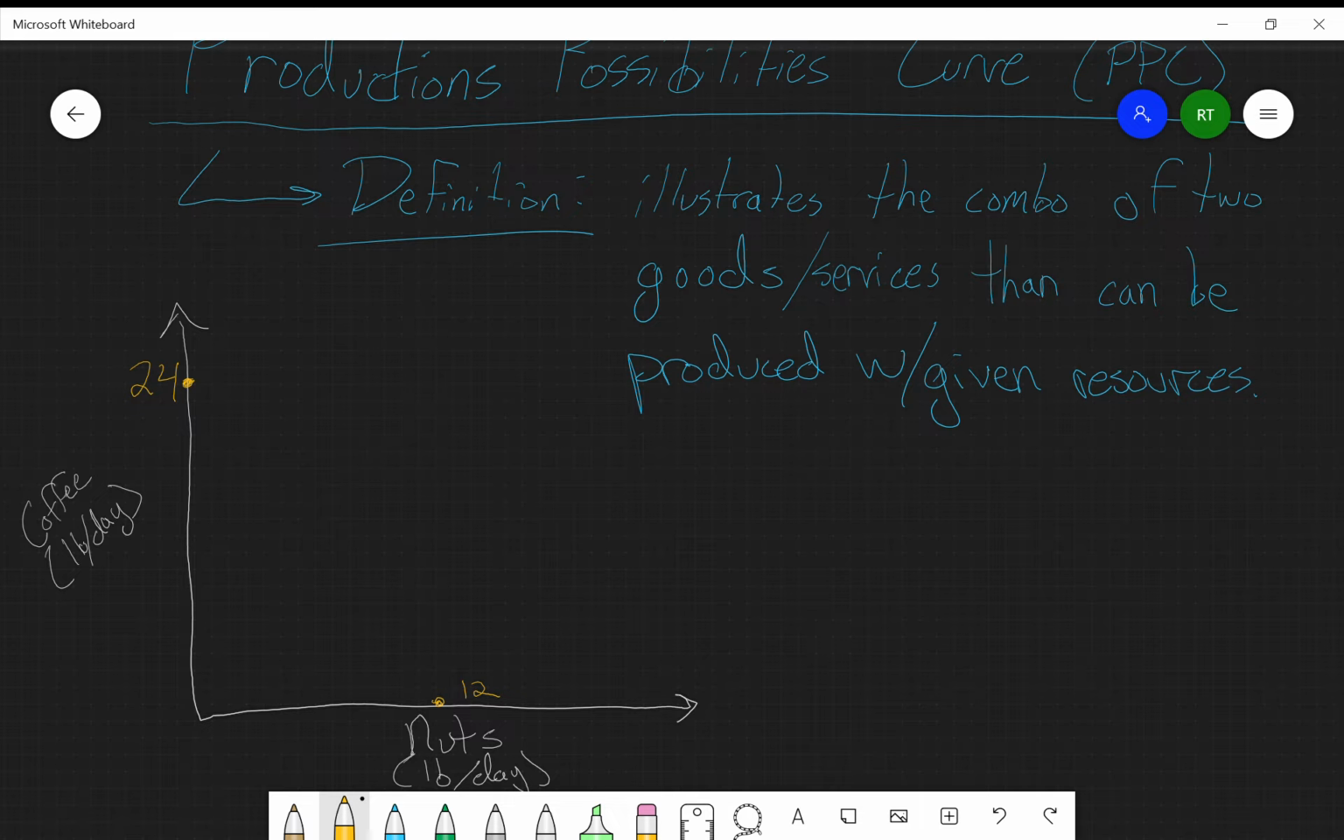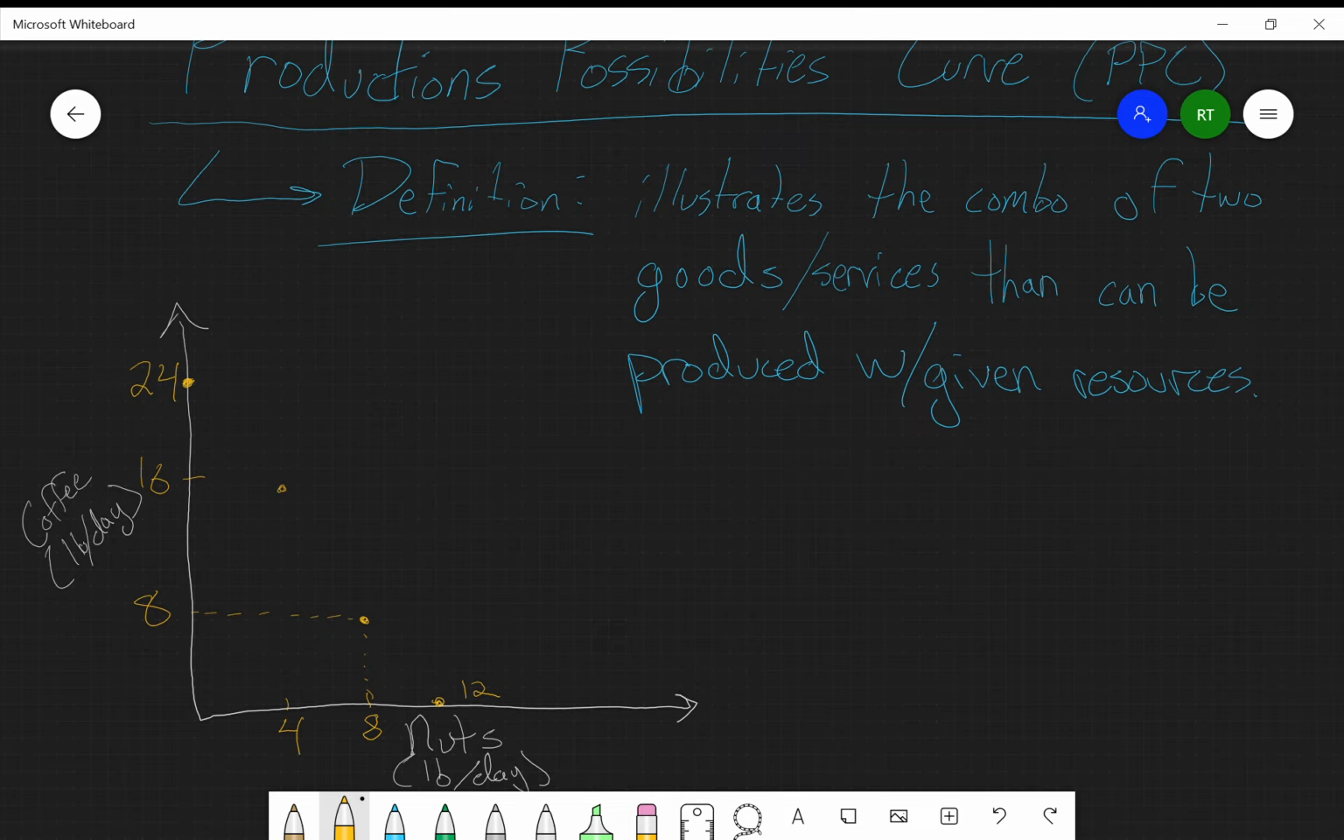And then we're given some combinations in the middle. So let's say we just want 8 pounds of nuts, and we want to take the rest of the day to go look for coffee. Well, given that straight trade-off, that would mean that we would then be able to forage and produce 8 pounds of coffee. Similarly, if we did 4 pounds of nuts a day, we would be able to get 16 pounds of coffee.